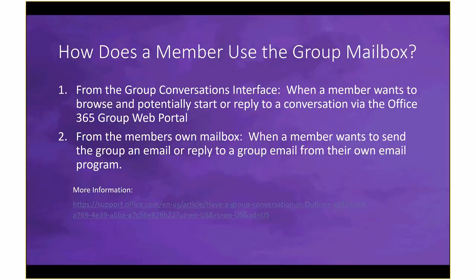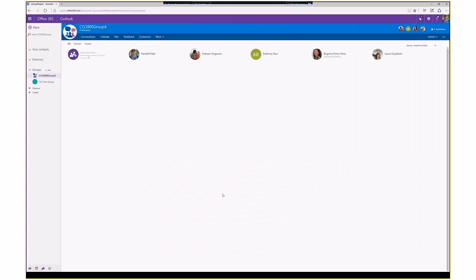So I'm going to demo both of these options here. The first thing I'm going to do is show the Office 365 web portal. And here I'm on the member screen for the CIS 3900 Group 4, which is the group I created for my project team for the CIS 3900 final project.